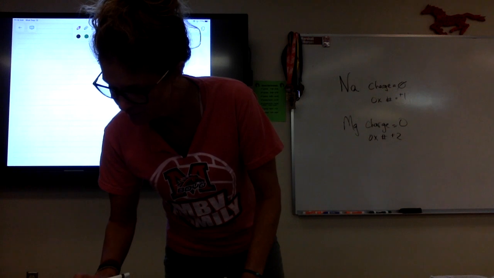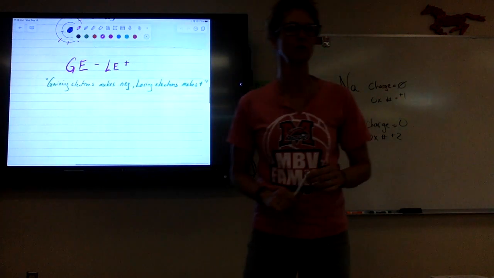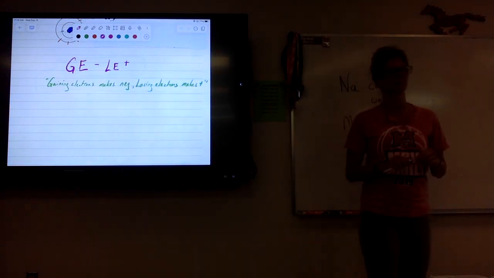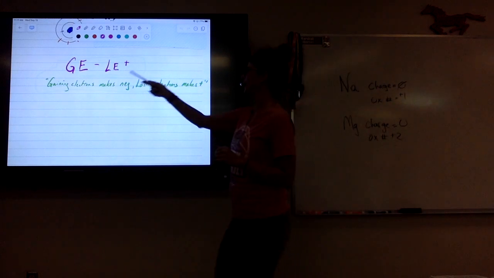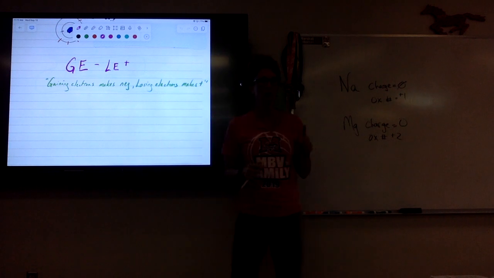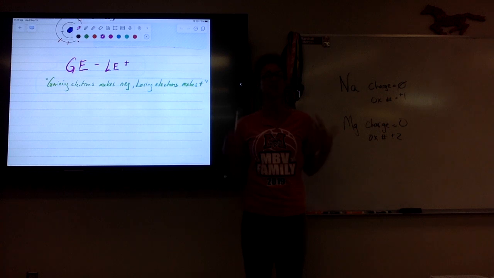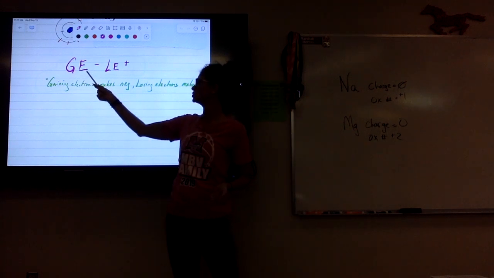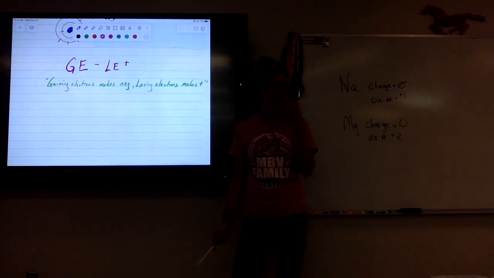So the last thing I want to do is give you this mnemonic to help you remember whenever you're writing charges. Gaining electrons makes it negative, losing electrons makes it positive. You will get it backwards at some point, so try to just keep it in your head. Gaining electrons makes it negative, losing electrons makes it positive. Gillette. So if I say Gillette to you, I mean Gillette. Gaining electrons makes it negative, losing electrons makes it positive. Gillette.